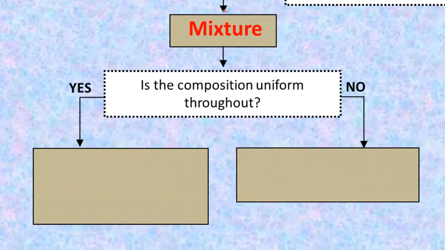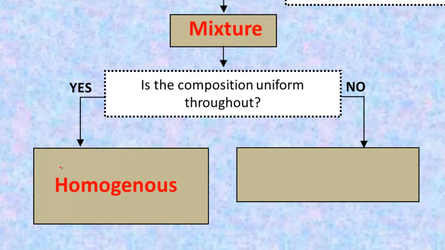Now let's go over here and look at the mixture. We can classify that into two different substances as well. And the question we're going to ask ourselves when we determine that it is a mixture is, is the composition uniform throughout? Does it look the same? Is it all indistinguishable from each other? And if the answer to that is yes, then it is a homogeneous mixture. If the answer is no, then it is a heterogeneous mixture.